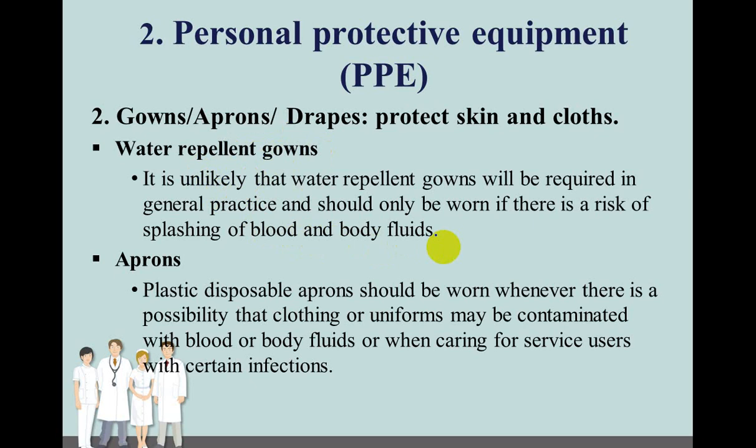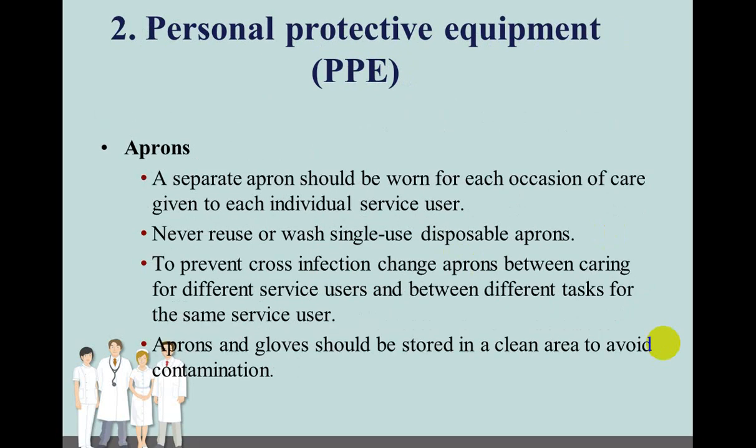Aprons. Plastic disposable aprons should be worn whenever there is a possibility that clothing or uniforms may be contaminated with blood or body fluids, or when caring for service users with certain infections. A separate apron should be worn for each occasion of care given to each individual service user.